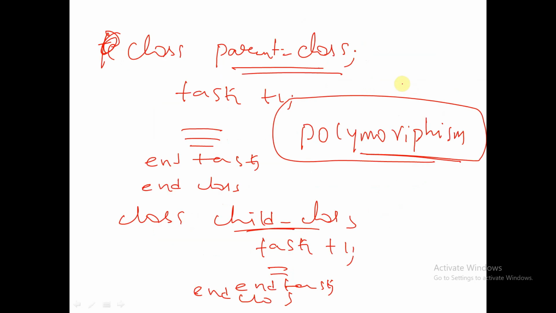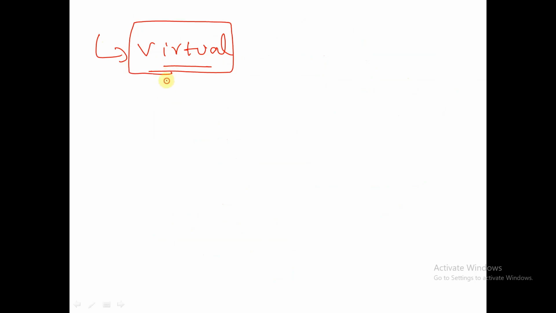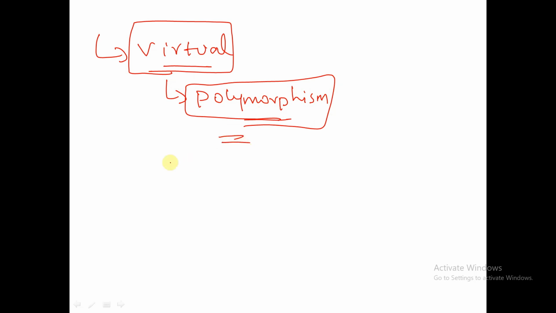So to achieve polymorphism, we should use the keyword virtual. With the help of the virtual keyword, we can achieve the concept of polymorphism. So let's see how we are going to achieve polymorphism.